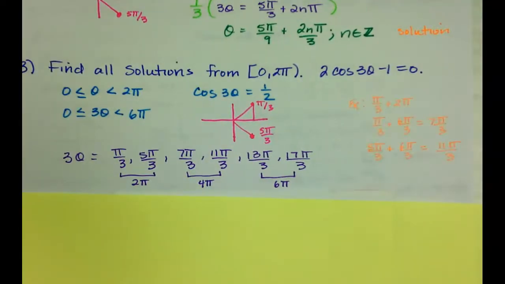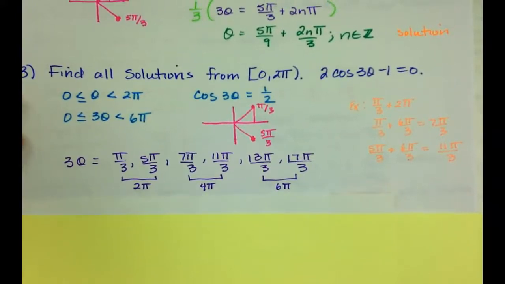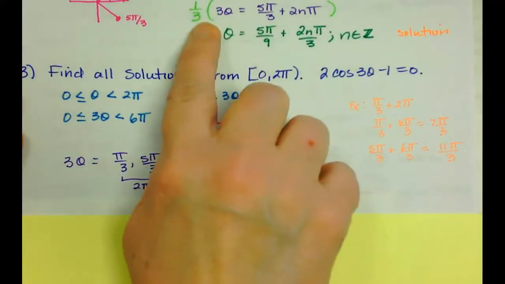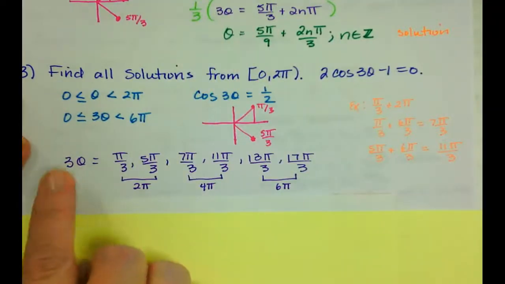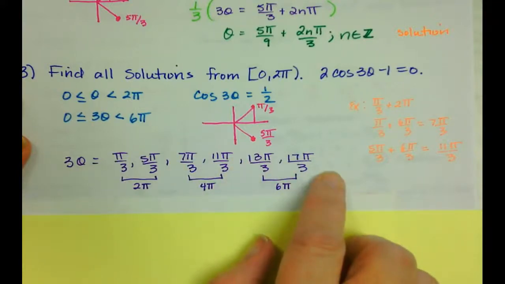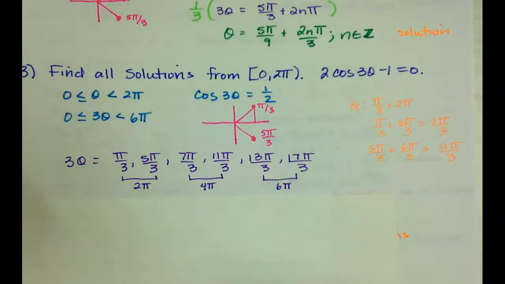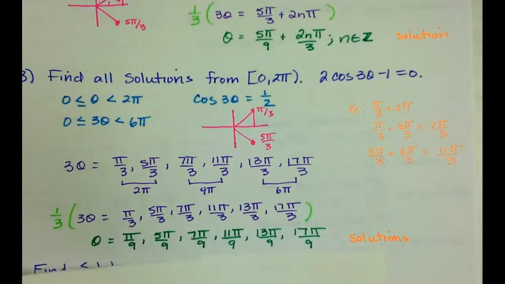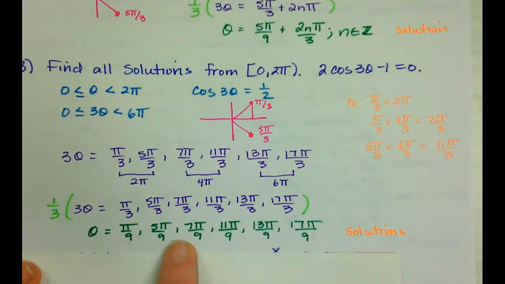But remember, it isn't just 3 theta, right? It's theta that I'm solving for. So just like we did up here where we multiplied by 1/3 to get rid of the 3 that's with the theta, I'm going to do the same thing here. Every single one of these angles is going to get multiplied by 1/3, as well as 3 theta. And so when we do that, we get pi over 9, 5 pi over 9, 7 pi over 9, 11 pi over 9, 13 pi over 9, 17 pi over 9.